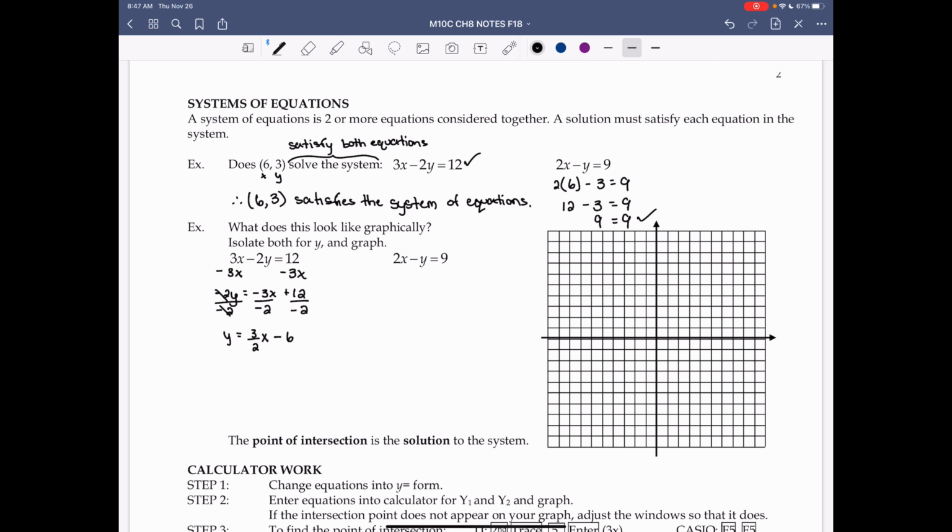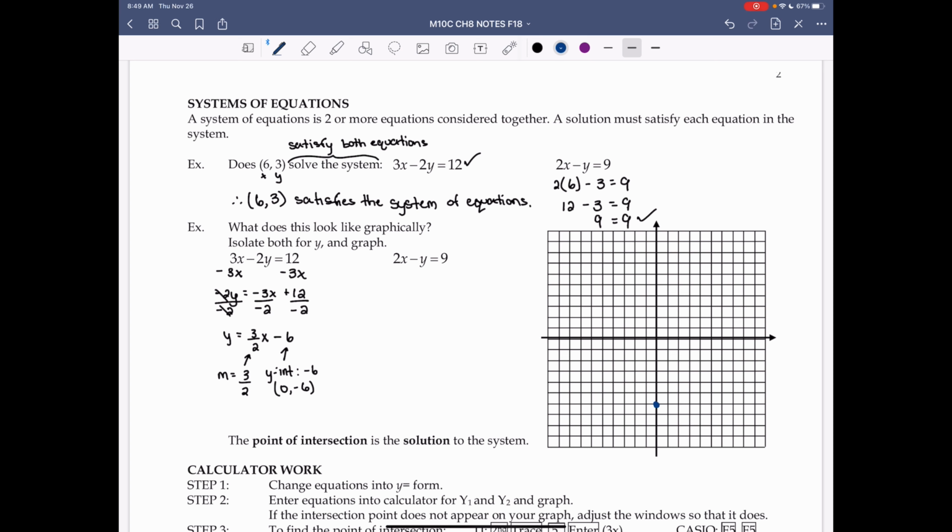So to graph that, we have a slope of 3/2, and we have a y-intercept of negative 6, which is the point 0, negative 6. Plot the y-intercept, 0, negative 6. So on the y-intercept, go down 6 and put a point.